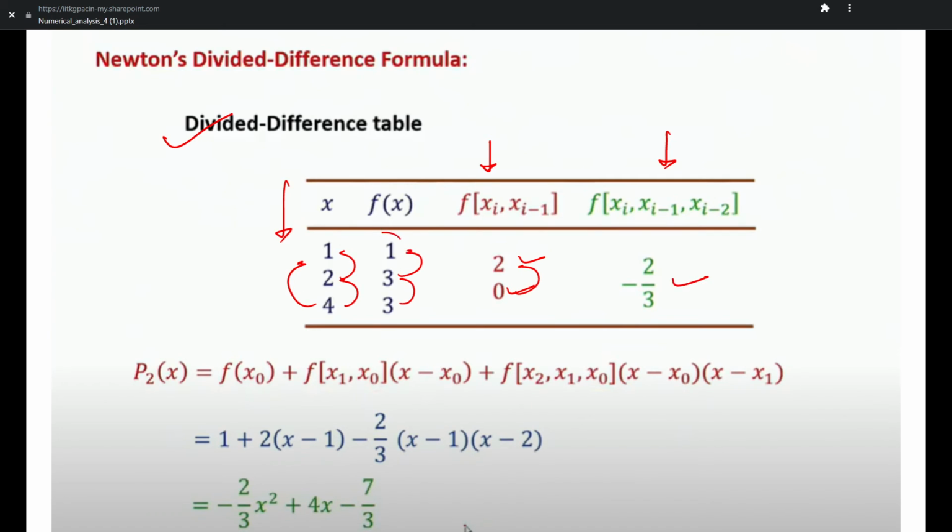And all we have to do is substitute this value here, this value here and this value here to get this expression, and upon simplification we get the exact same polynomial we got earlier.